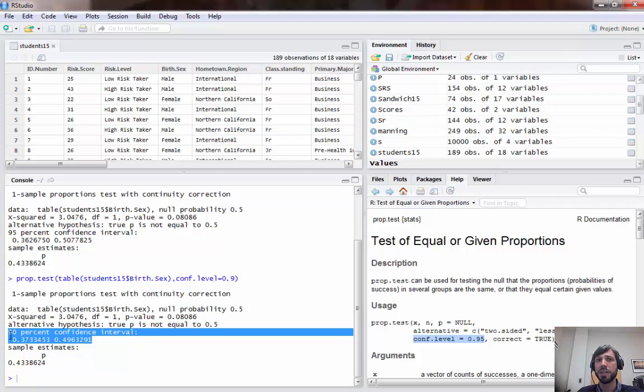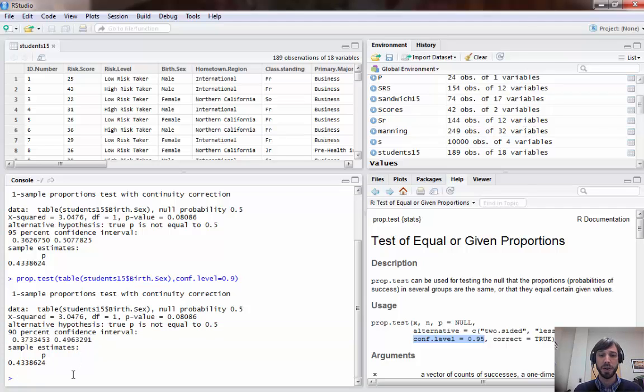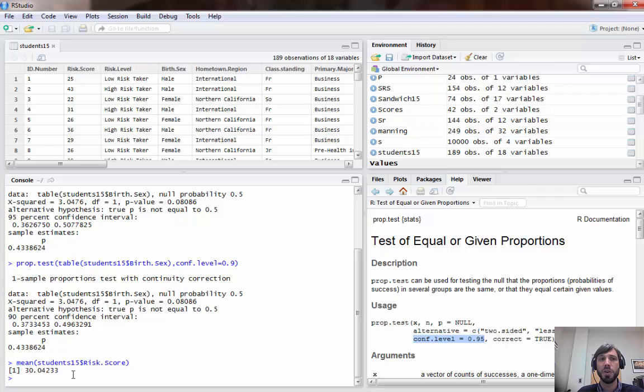Now, moving on to confidence intervals for a population mean, recall that those would be applicable in a situation where you have a numeric variable of interest. Now, one example from our survey would be risk score. Risk score is a numeric variable, and we can figure out its sample mean using the mean command. And so overall in our sample, the mean risk score of students was about 30.04.